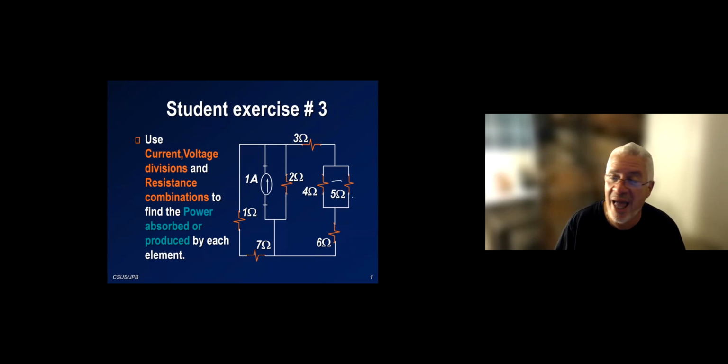And the question you're being asked is to calculate the power either absorbed or produced by each element. You should be able to think automatically: the resistors are going to dissipate, are going to absorb power, and the source here is going to produce power. The sum of the power should be equal. Power produced should be equal to power dissipated.